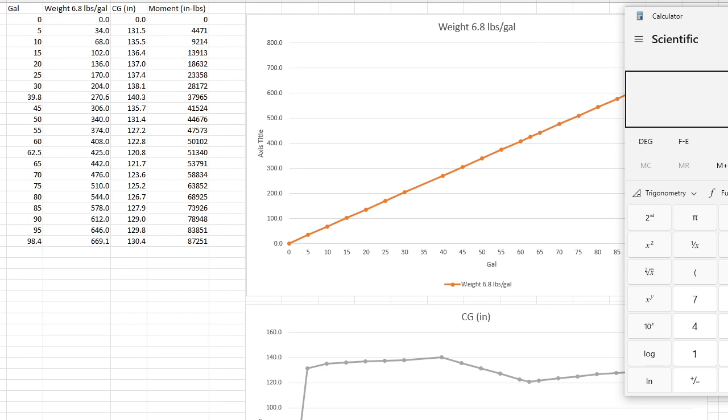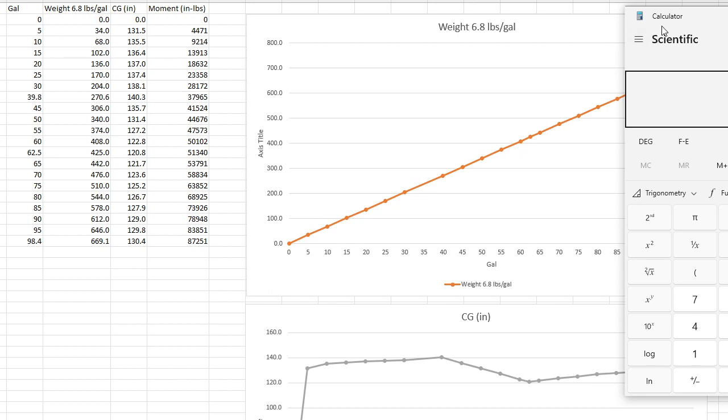Now we knew that already because it says right here, weight of fuel increases linearly with the amount of fuel, so it's just 6.8 pounds per gallon. That's, I guess, the specific weight of fuel.